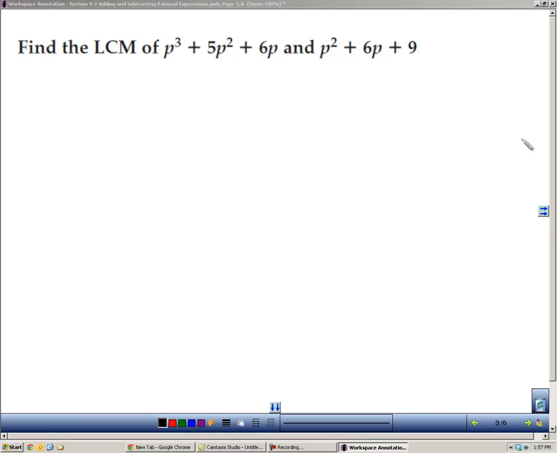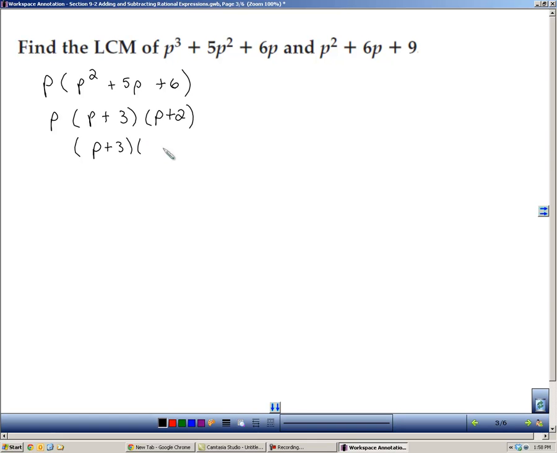Here we're going to find the least common multiple again, but this time with polynomials, so factoring them will be a little different. This first one I'm going to take a p out, and then this trinomial can be factored using the diamond. P plus 3 and P plus 2. So there's that one. Over here, I can just use the diamond. P plus 3 times P plus 3.